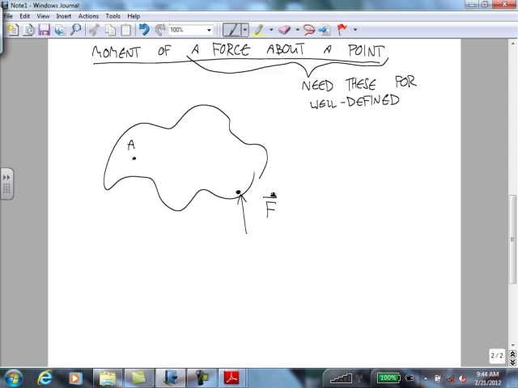Then the definition of the moment has to do with a relationship between the vector going from A to F. We'll call that the rho vector, and that force vector F. Okay? So notice this rho vector changes if you change the about point, and it also changes if you change where that force is acting, right? And then the moment about A produced by that force is defined as rho cross F.